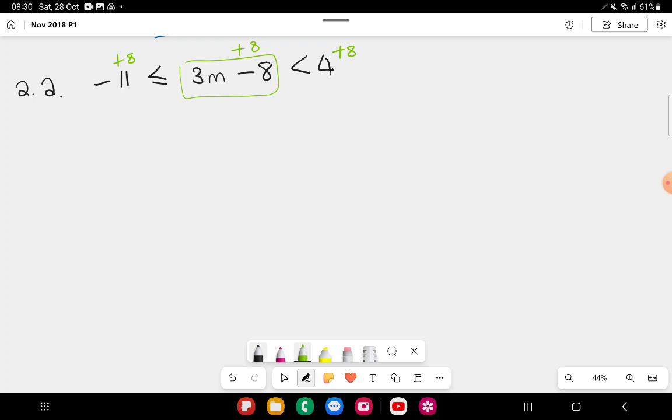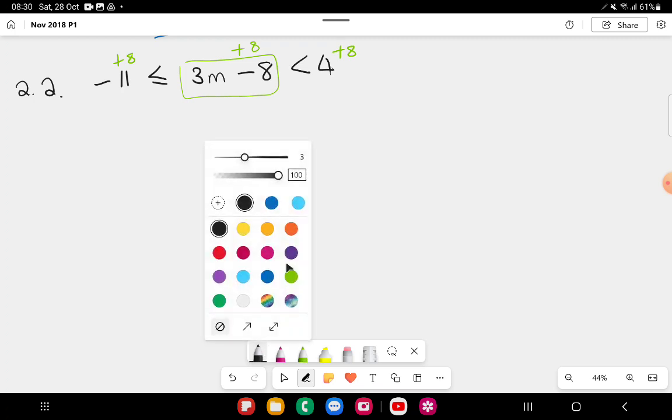Now, when it comes to inequalities, what you need to remember is the sign changes when you multiply or divide by a negative. If you're adding and subtracting, the sign doesn't change. If you multiply and divide by a negative, then the sign will change. Otherwise, the sign stays the same.